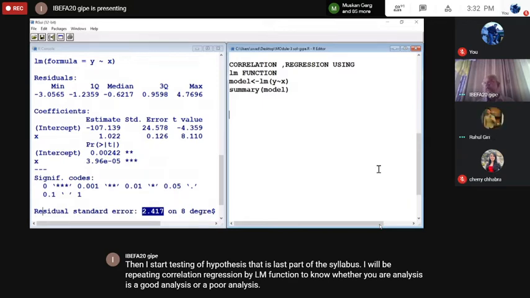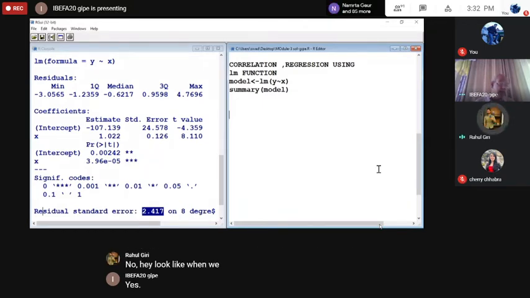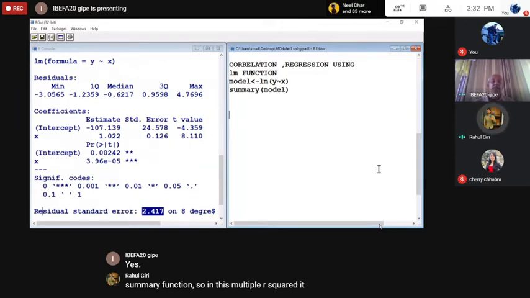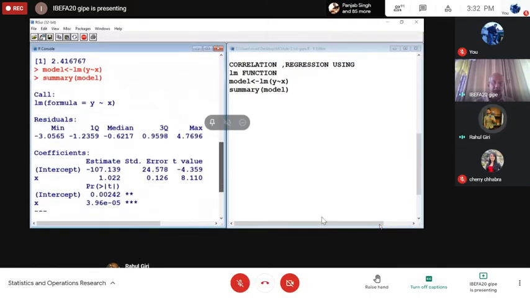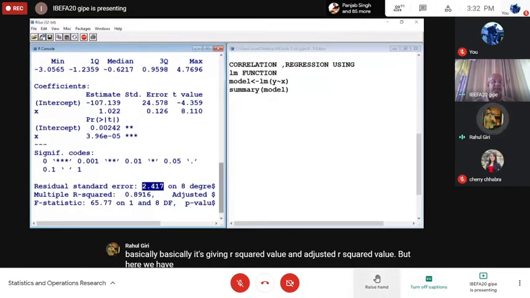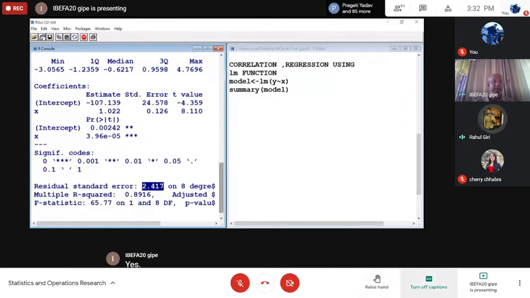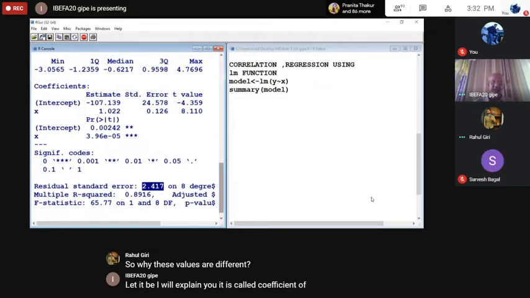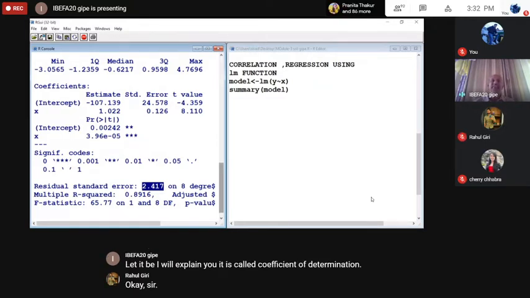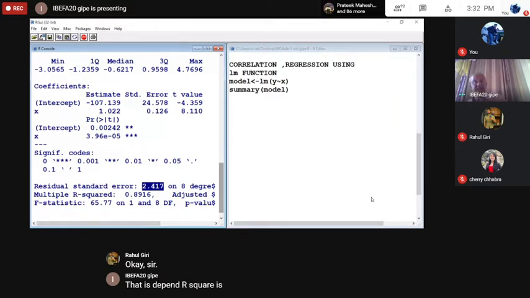Sir, when we use this summary function, the multiple R squared is giving the R squared value and the adjusted R squared value. But here we have a single variable put into the model, so why are these values different? Let it be, I will explain. It is called the coefficient of determination. Okay, sir. R square is different.